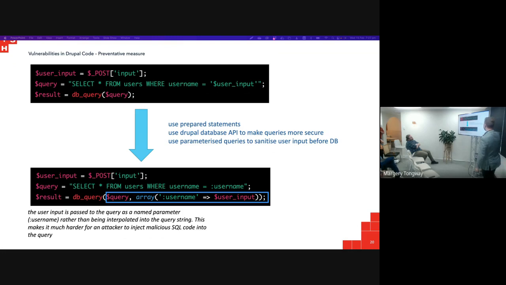We are, so here's an example of where we are passing through a name parameter, right? So rather than just writing the whole SQL thing, this will make it much harder for an attacker to inject.